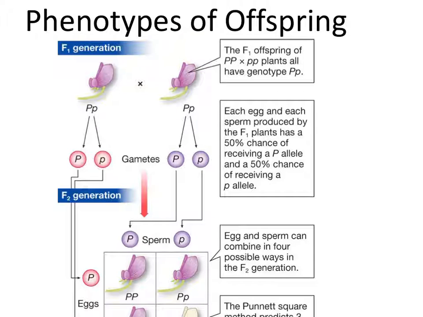Okay, so again, the F1 offspring of parentals, large P, small p, are always heterozygous, large P, small p. Okay? Each egg and each sperm produced by the F1 plants has a 50% chance of receiving a large P allele, and a 50% chance of receiving a small p allele.